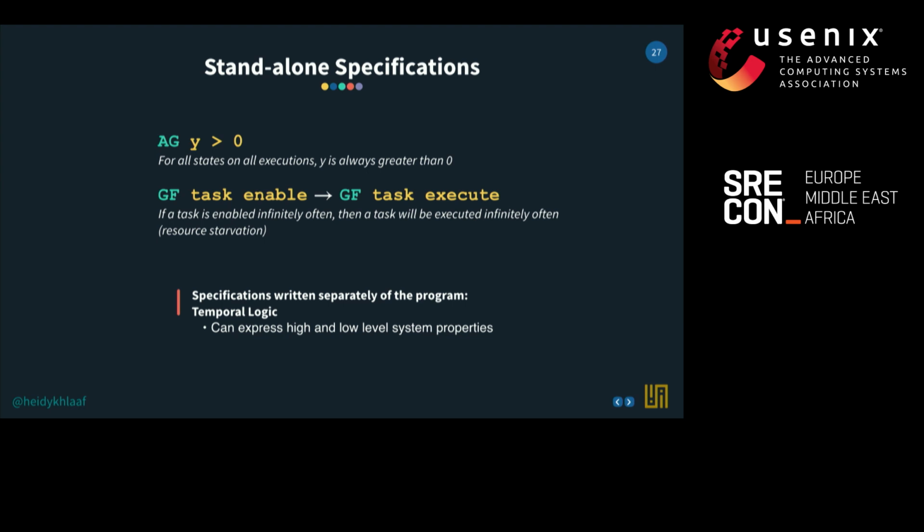So you have something like AG y > 0. This is more of a lower level specification. You're talking about a specific variable in the program that you have. So you're saying for all states on all executions, y is always greater than 0.